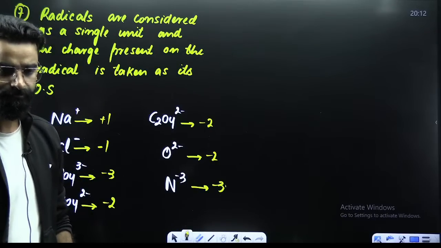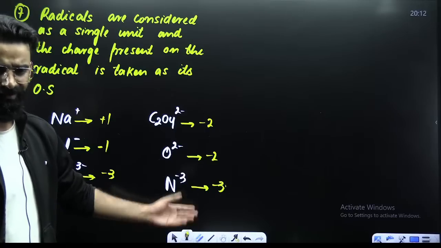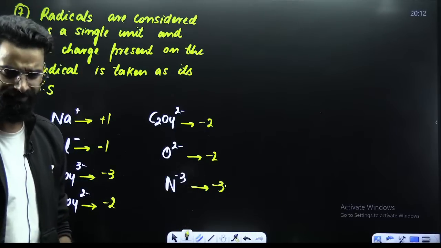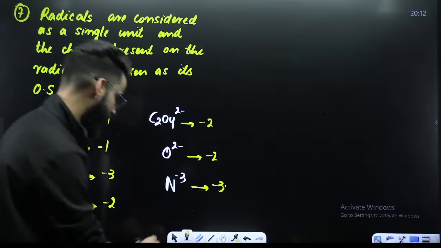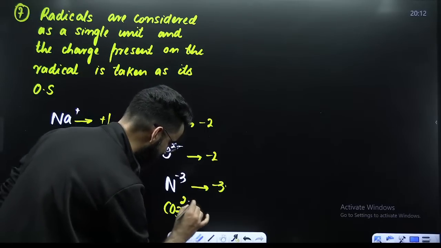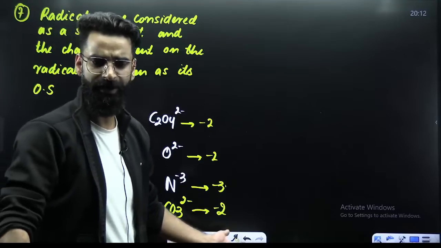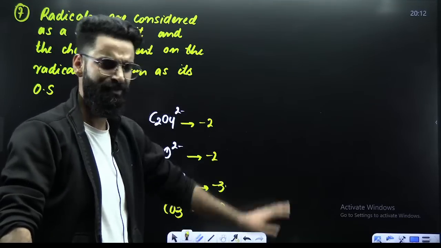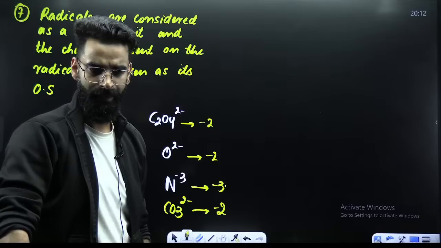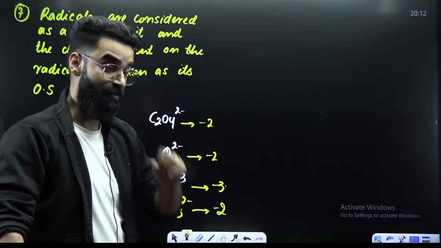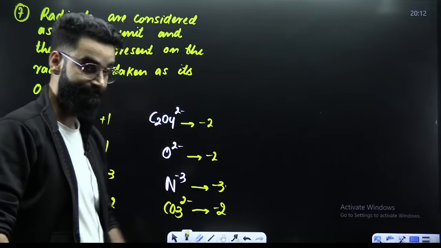Okay? Am I clear? Yes, CO3 di-negative as well. That's also a radical. Okay, for your wish, I'm writing CO3 di-negative as well. So it will be -2. Anything else? Any more examples you would want to give? You can give it, write it. Perfect. So this was about the radicals.